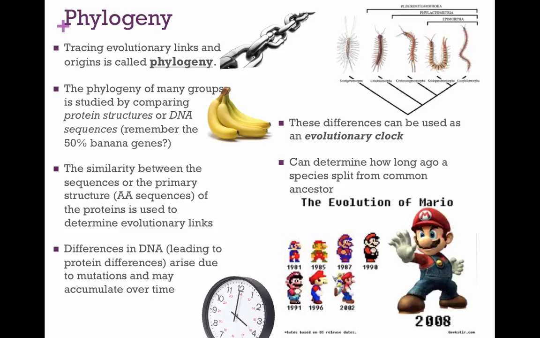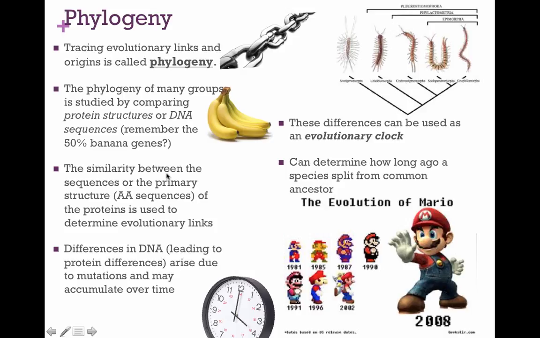Phylogeny is the main term we're trying to go through. Tracing evolutionary links and origins is called phylogeny. So the phylogeny of many groups is studied by comparing protein sequences and DNA sequences. Remember that a banana shares 50% of the same genes as a human. That's ridiculous. No one would ever have thought anything like that.